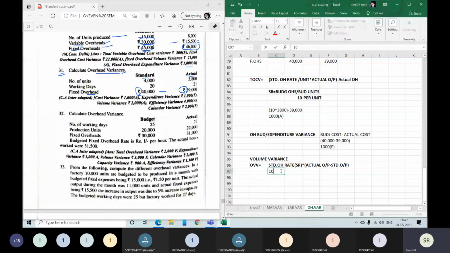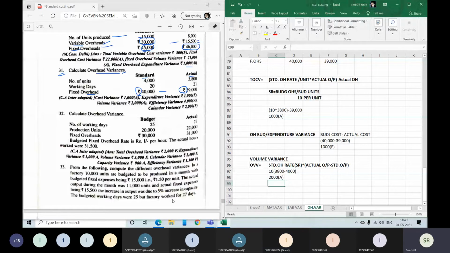So substituting 10 into actual output, which is 3,800, minus 4,000. 2,000. 2,000 what? 2,000 Adverse. It was.